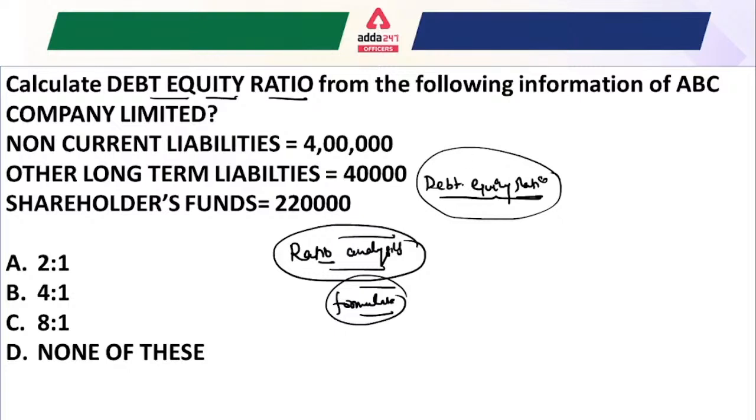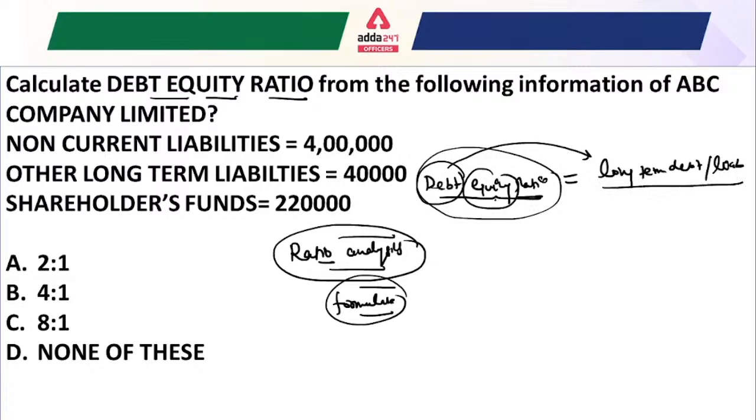So if I say the term debt equity ratio, that is directly related to your long term debt. Either say long term debt or long term liabilities, both are the same, and it is divided by the equity. So equity is related to what? That is related to your shareholders' funds. So whenever you see a ratio like debt in the ratio analysis chapter, you always have to consider the long term debt or long term liabilities, and it is divided by the shareholders' funds.